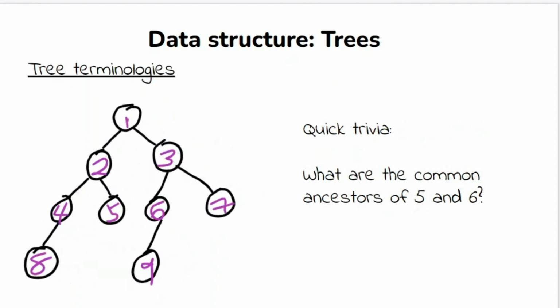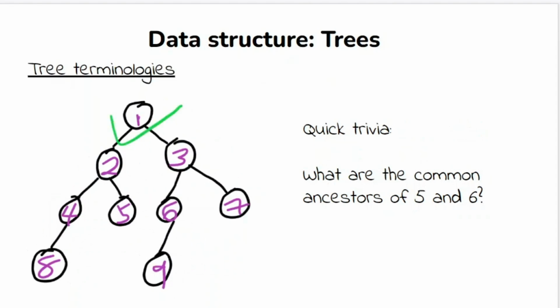And what are the common ancestors between 5 and 6? Common ancestors means a similar ancestor that they have in common. Can you try this out on your own? And if you chose one, the answer is correct. Think of you and your cousin, right? You both do not have the same parents. 5 and 6 parents are 2. 5's parent is 2. 6's parent is 3. But you and your cousin have the same grandparents, and that is your common ancestor.